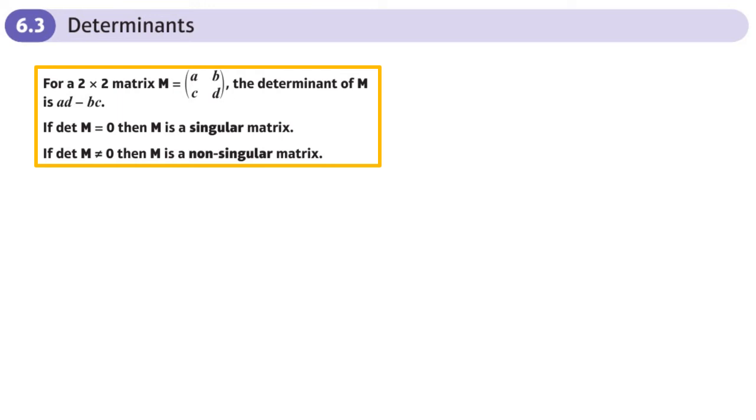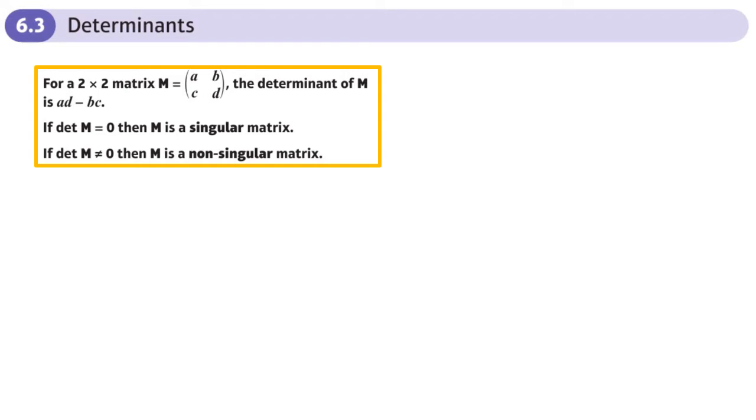This is the third section of the matrices chapter, and this is finding the determinant of a matrix. You'll find later that one of the reasons, or the main reason, we find the determinant of a matrix is to allow us to find the inverse of a matrix. But in this section, we're just looking at how we find the determinant.